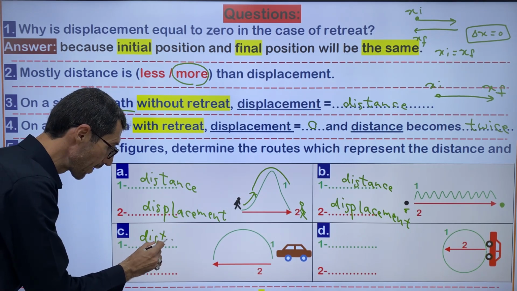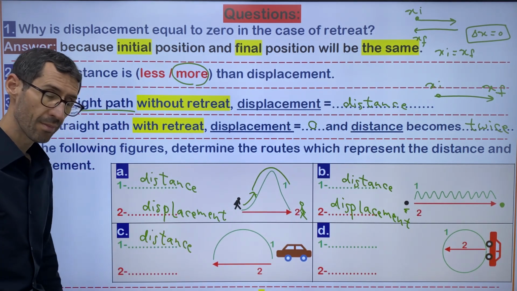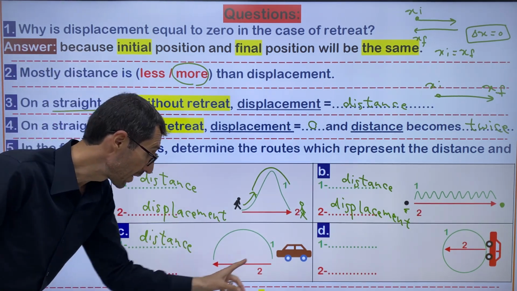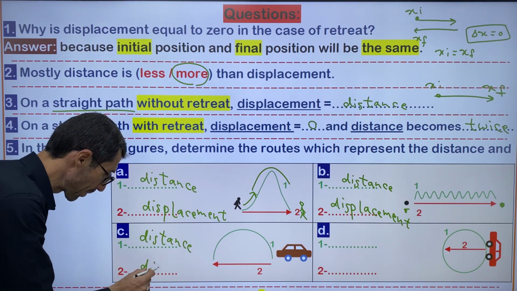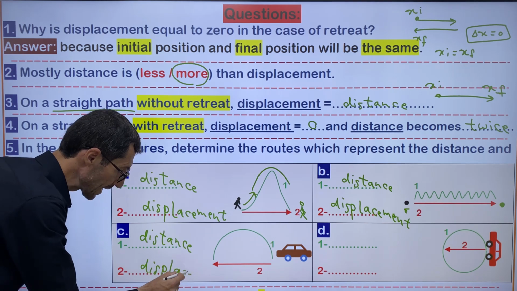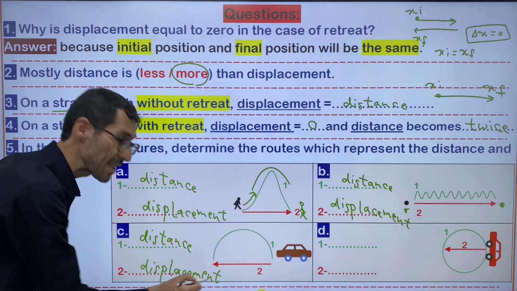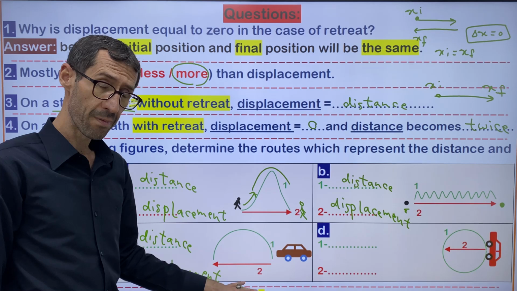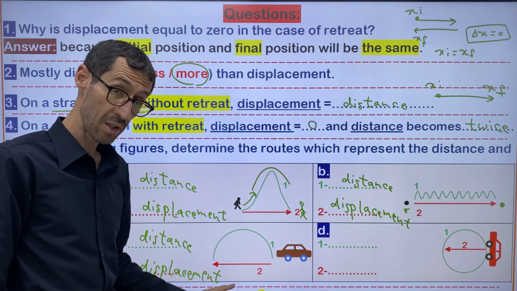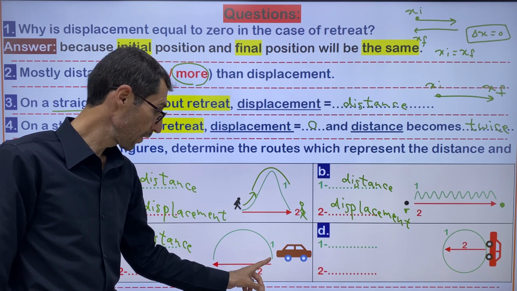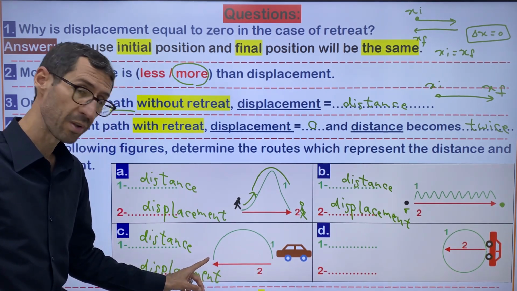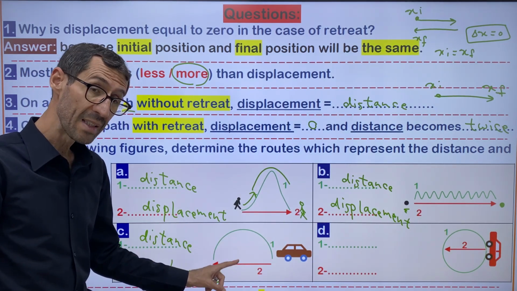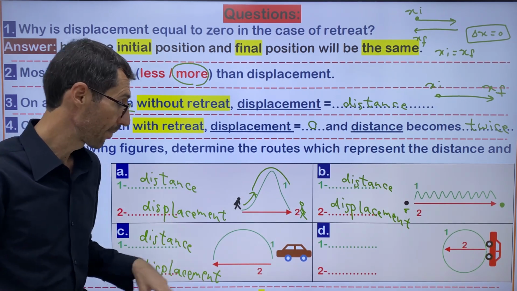Why? Because it's not a straight line, right? Because distance can take any route, I told you. But number two becomes displacement because it's a straight line. Because displacement must be a straight line. So how do you find this path? You have to draw a straight line from the starting point to the ending point in order to find the displacement. And you see that the displacement is less than the distance in length.